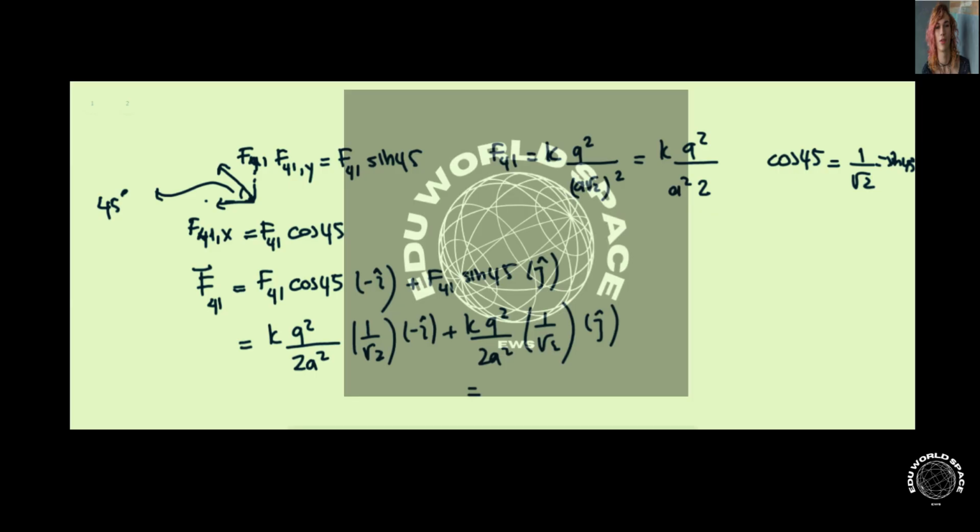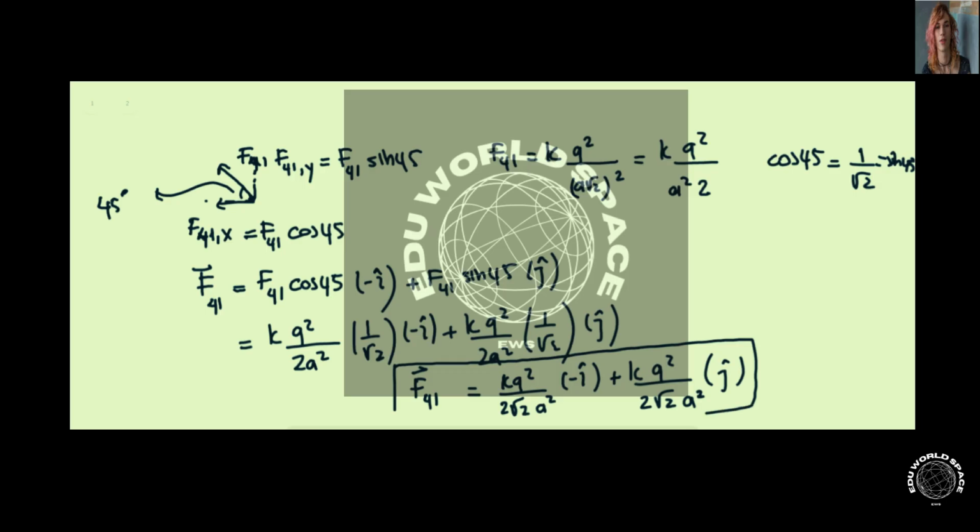Now let's write it a little nicer. kq squared over 2 square root of 2 a squared, negative i hat, plus kq squared over 2 square root of 2 a squared j hat. All right, this is F41. This corresponds to the force that the fourth charge is exerting on the first one, the diagonal one.